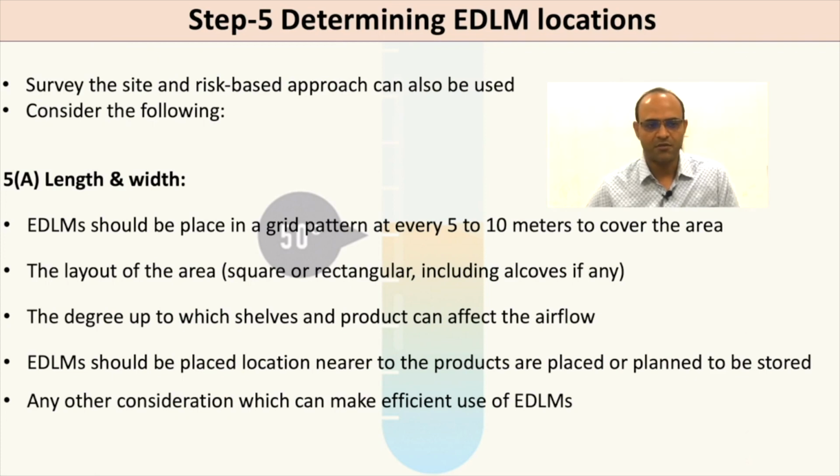Determining the EDLM location. Survey the site; a risk-based approach can also be used. Consider the following, for example, length and width. The EDLM, that is electronic data logging monitor, should be placed in a grid pattern at every 5 to 10 meters to cover the area. Consider the layout of the area, for example, it can be square shape, rectangular shape, or L-shaped. Consider the degree to which the shelf and the product can affect the air. EDLMs should be placed in the location near to where the product is placed or planned to be in the store, and any consideration which can make efficient use of the EDLMs.